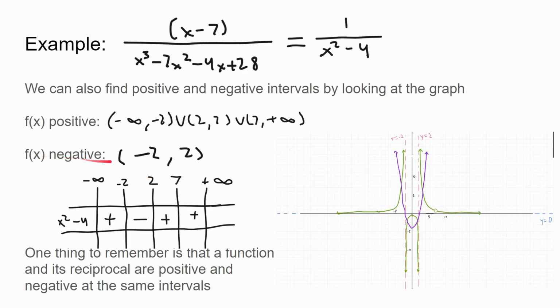And when is f of x negative? Well, f of x is negative from negative 2 to 2. And circle brackets again because the asymptotes are not included. So negative 2 to 2 is when it is negative.